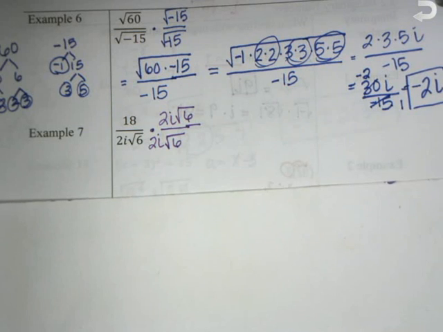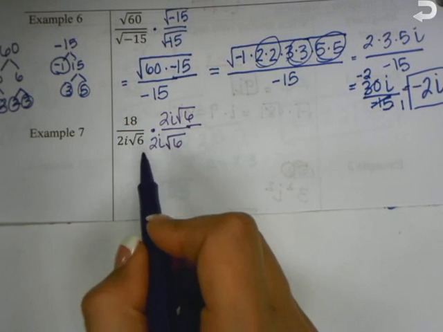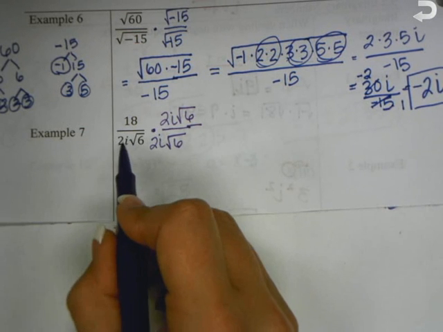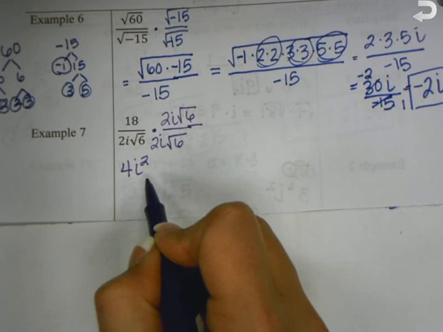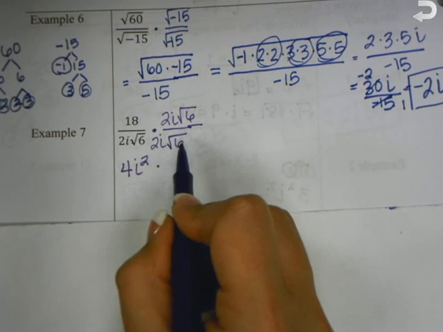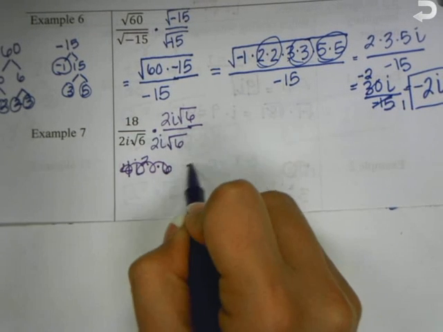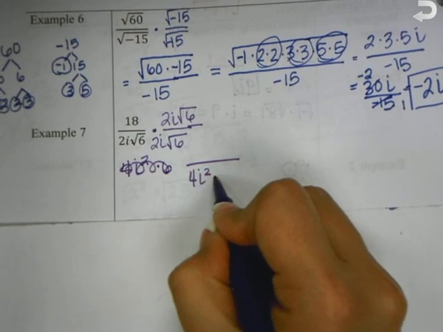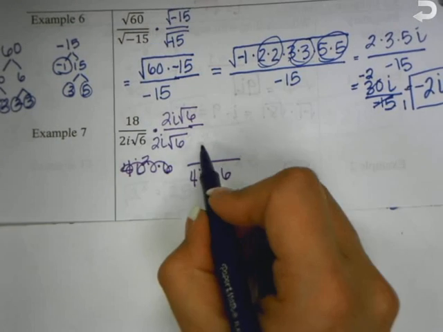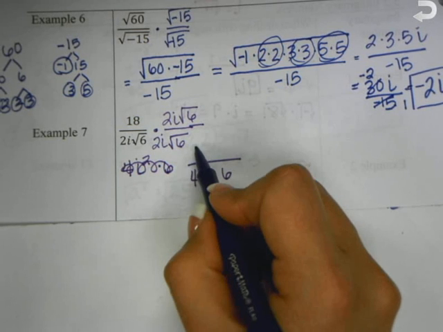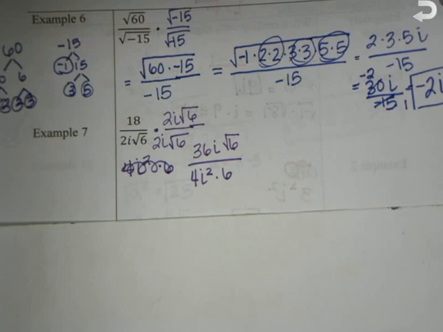Okay, so what is that going to give me here? I have 2i square root 6 times 2i square root 6. 2i times 2i is going to give me 4i squared times what? Square root 6 times square root 6 gives me positive 6. Oh, that's supposed to be the denominator. Dang it. 4i squared times 6. Okay, and then I have 18 times 2i root 6, so that's going to give me 18 times 2, 36i root 6. Okay, let's simplify.